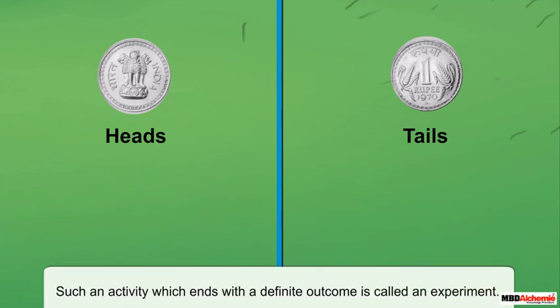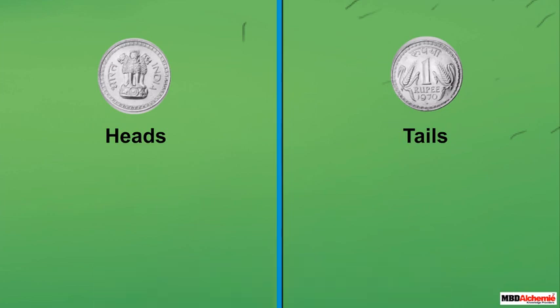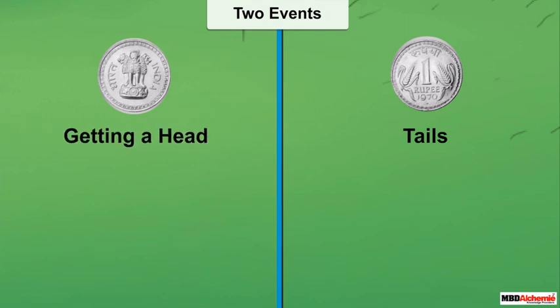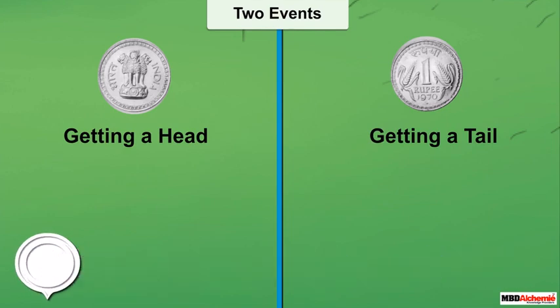Such an activity which ends with a definite outcome is called an experiment. And the outcome of an experiment is called an event. According to the outcomes shown here, we can define two events. First is getting a head and second is getting a tail. Now can you find the probabilities for the given events?